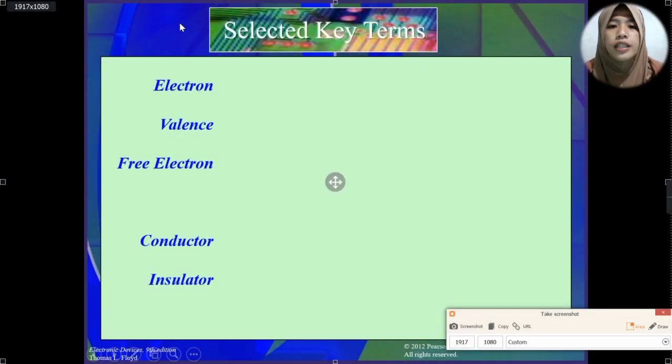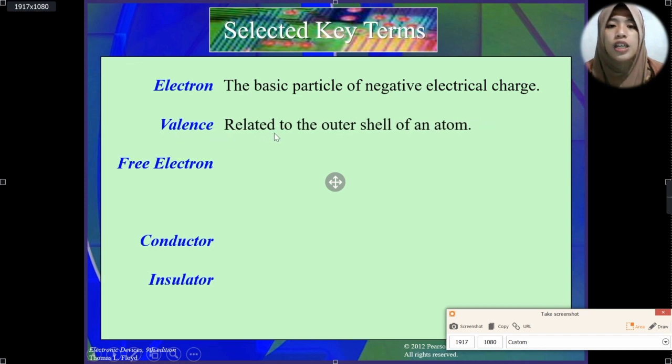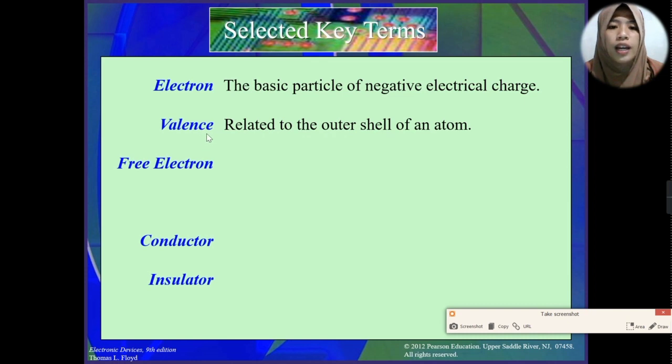So, these are the selected key terms from this chapter. First one is electron. Electron is the basic particle of negative electric charge. When we say electrons, it is a negative charge. Valence. A valence is related to the outer shell of an atom. When you say valence, it is related to the outer shell of an atom, wherein the outer shell of the atom is what we call the valence shell or a valence band.